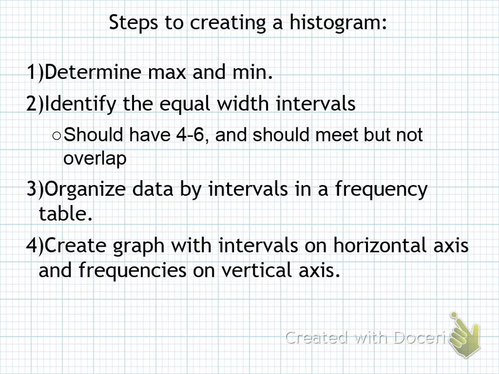Once we do that, we're going to want to split it up into equal width intervals. So if we have scores that go from 60 to 100, we want to split it up into four intervals. So we'll go from 60 to 69, 70 to 79, 80 to 89, 90 to 99, like they did there. Okay?